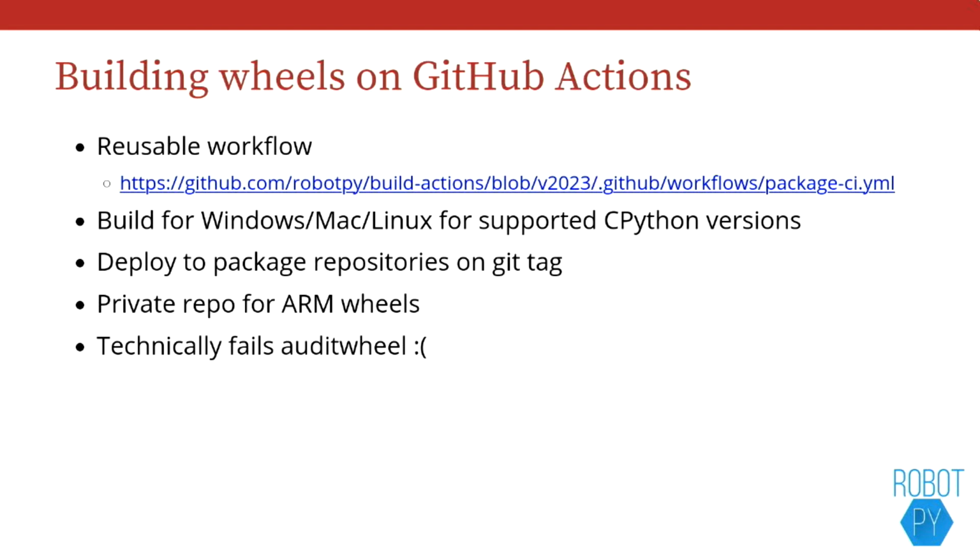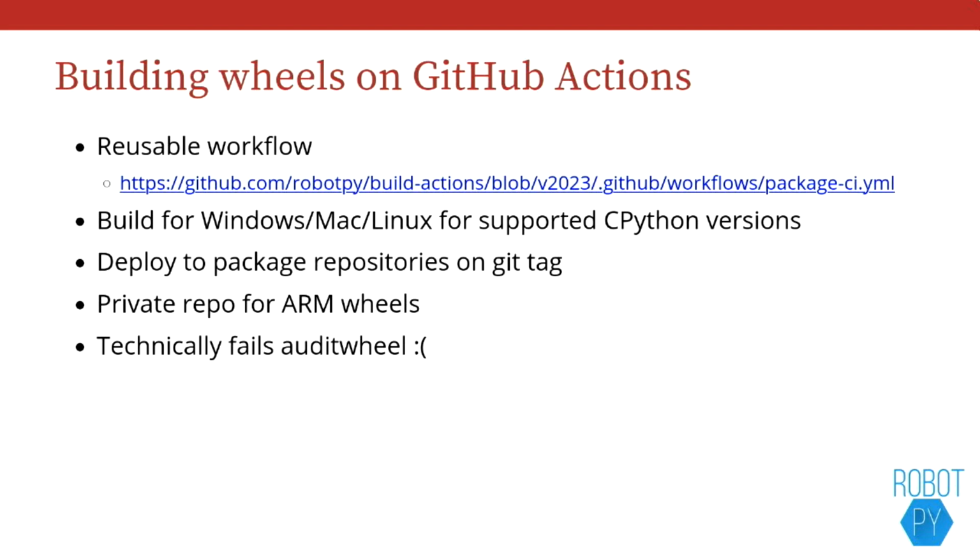Now we build for the 3 big operating systems for all the currently supported CPython versions. So that ends up being 15 wheels that we upload to PyPI. And we deploy these whenever we push a git tag. So that's part of the CI pipeline as well, that it checks whether we've just pushed a git tag.